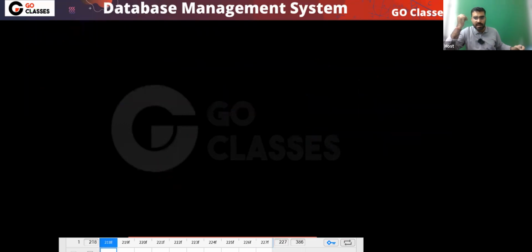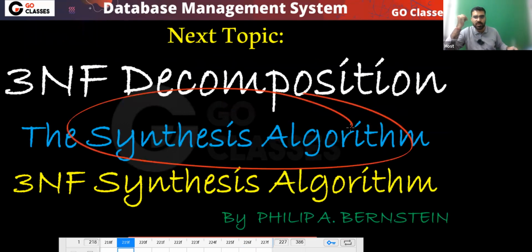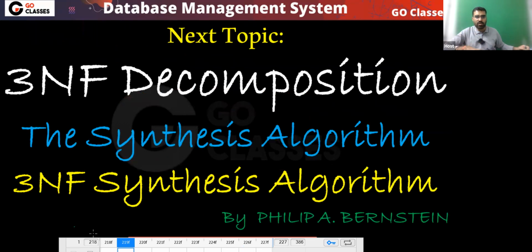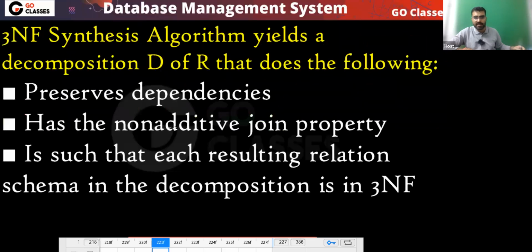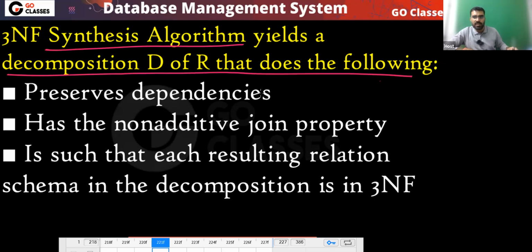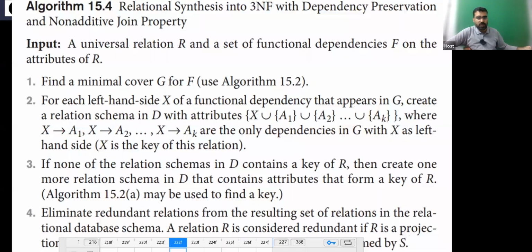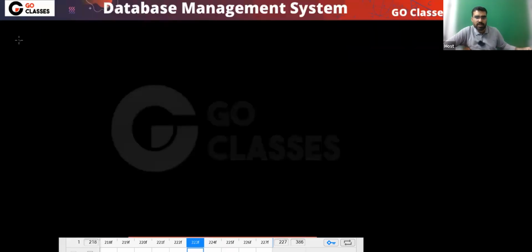But what will this synthesis algorithm do? It will guarantee lossless and dependency preservation also. So these two will be guaranteed. This 3NF synthesis algorithm will give you a decomposition which will preserve the dependencies, be lossless, and give you 3NF. And what is this algorithm? What does this synthesis algorithm actually do?